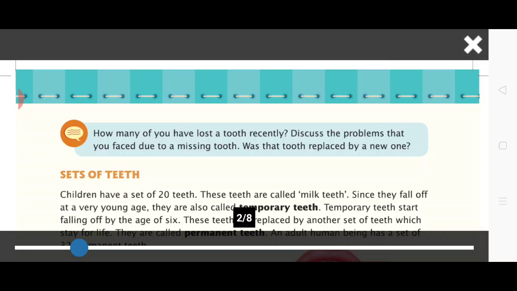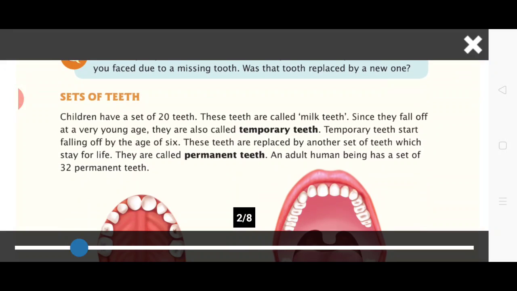So, how many teeth does the baby have? Now, we start next topic, sets of teeth. And here, first question arises, how many teeth does a baby have? Generally, newborn babies do not have any teeth. They get teeth at the age of 6 to 7 months. By the age of 3 years, children have 20 teeth.